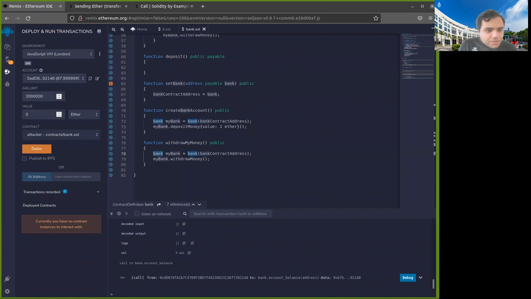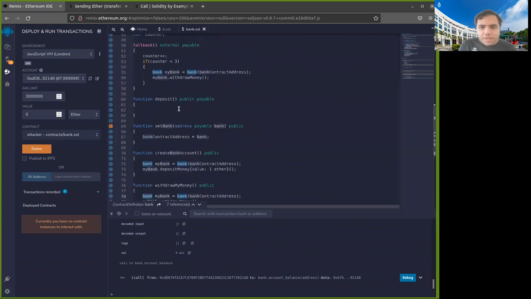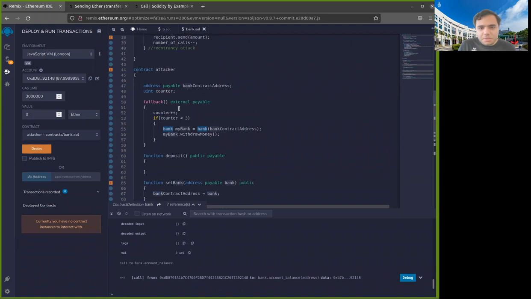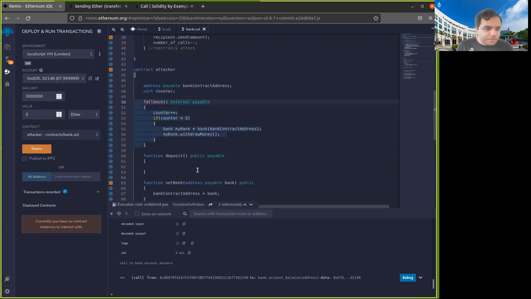So another question is, can we call withdraw money inside the fallback? Yes, we can. Basically, in the fallback function, you can do whatever you can do in any other function. This is just a function. So you can write any kind of command that you like in here. As I said before, there is a limit on how much gas you can use, but that's the only limitation.